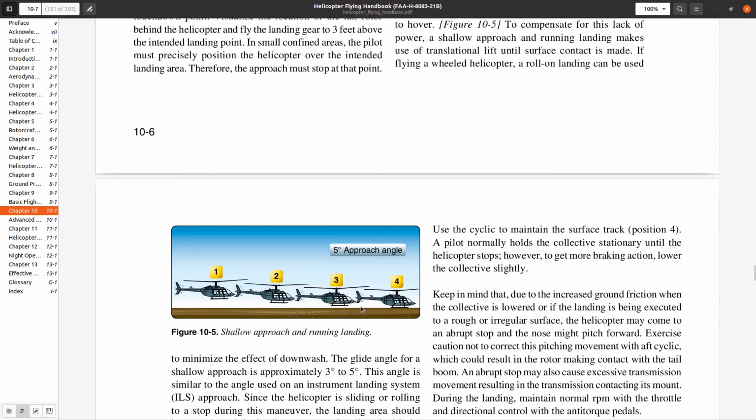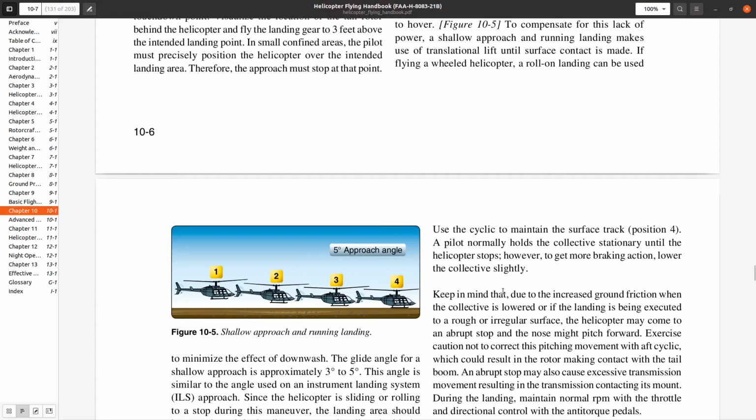If anything, you want the nose a little bit lower than too high. You don't want to hit the heels of the skid and then have it go bam and smack the nose down on you. That's not good. Also, remember that there are shoes on these skids. So if you're not level, you might actually wear the skids themselves and not the shoes.